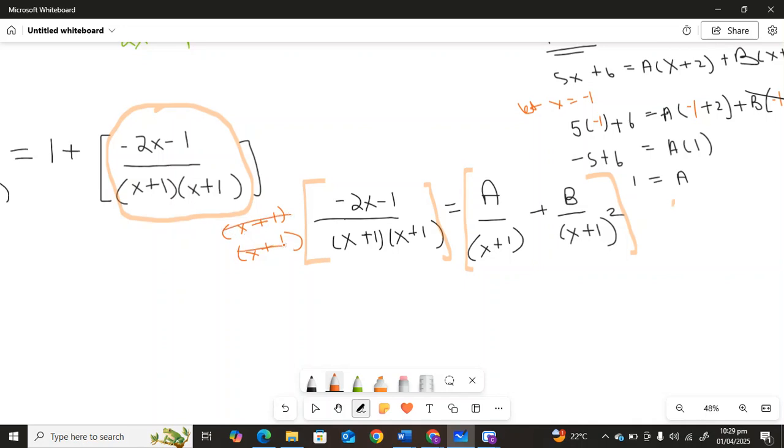So here on the left hand side, the denominator gets crossed out. On the right hand side, I'm going to multiply it with both fractions. So A over x plus 1 multiplied by x plus 1 times x plus 1, they cancel each other out. You remain with A open brackets x plus 1.